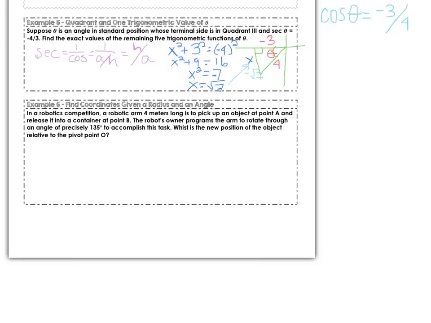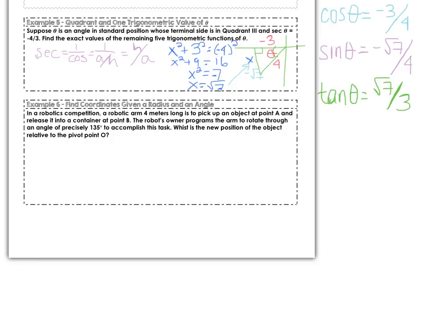Next, let's take a look at sine. Sine is going to be the opposite, which is negative radical 7, over the hypotenuse, which is 4. All right, the next standard trig function is tangent. Tangent of theta is equal to the opposite, which is negative radical 7, divided by -3, which just simplifies to being positive because we had a negative divided by a negative.